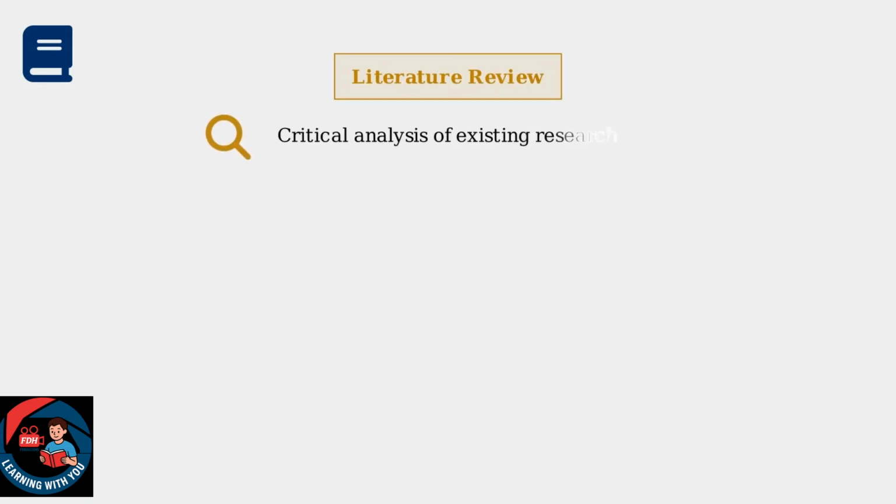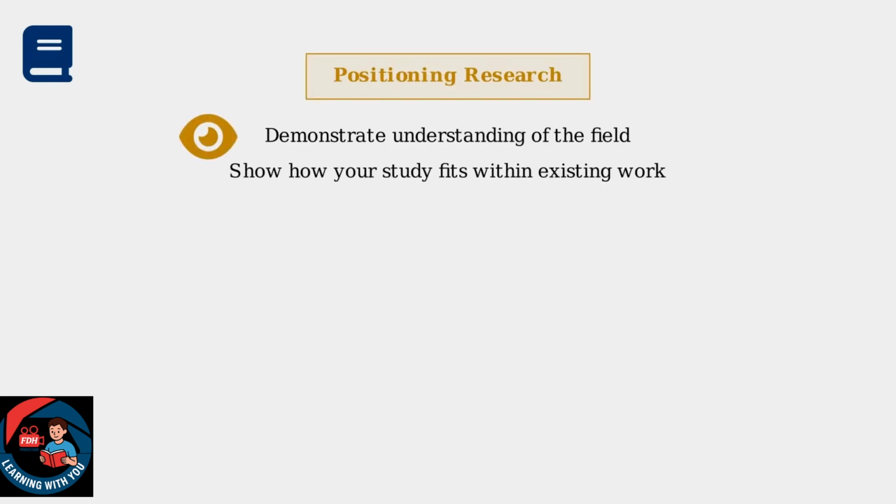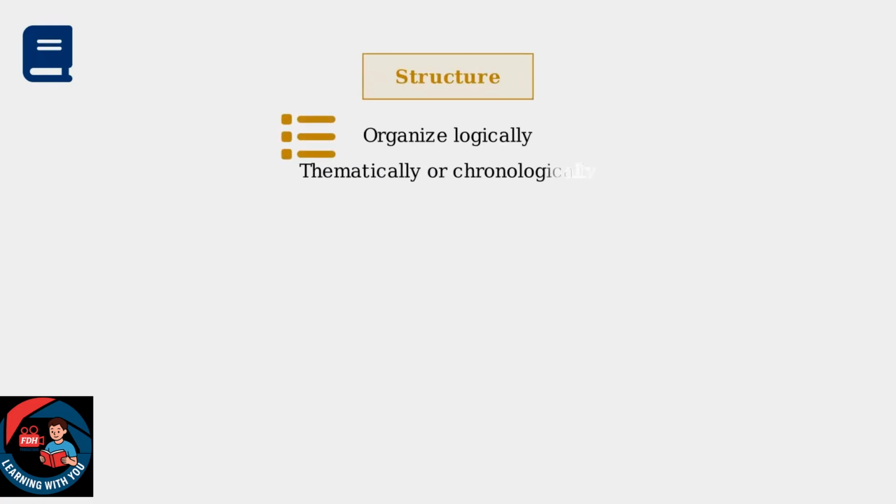Chapter 2 focuses on the literature review, which serves as a critical analysis of existing research relevant to your study. This chapter involves identifying and synthesizing key themes, theories, and debates from the literature. The literature review demonstrates thorough understanding of the field and positions your current research within it. Structure the literature review logically, often thematically or chronologically. This foundation supports your entire dissertation.